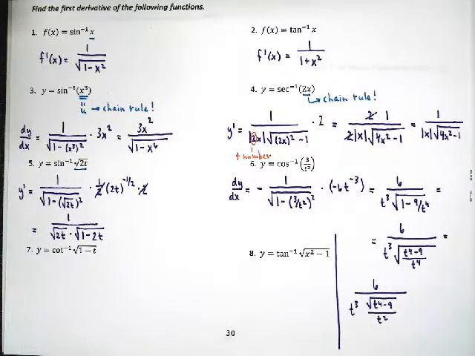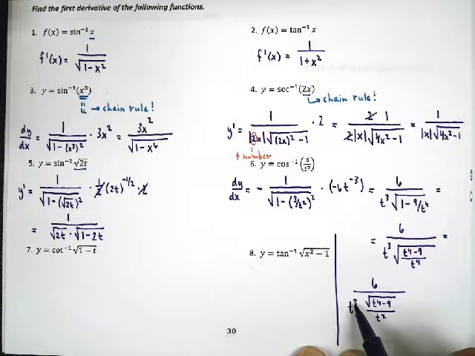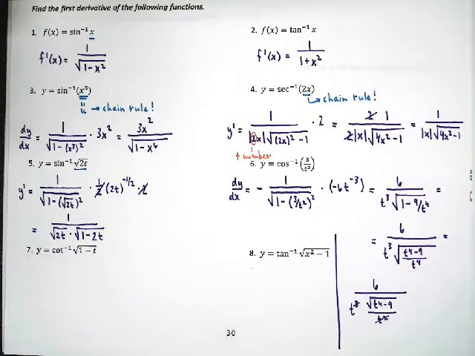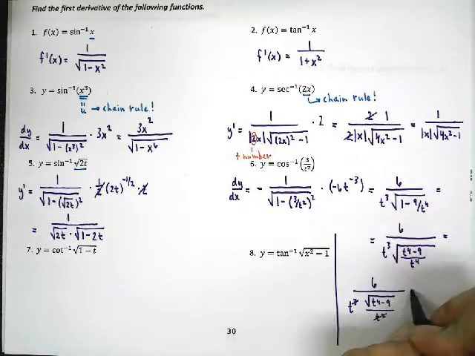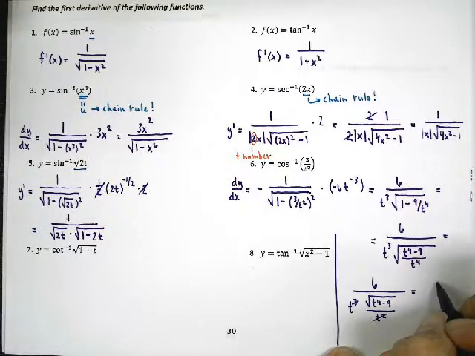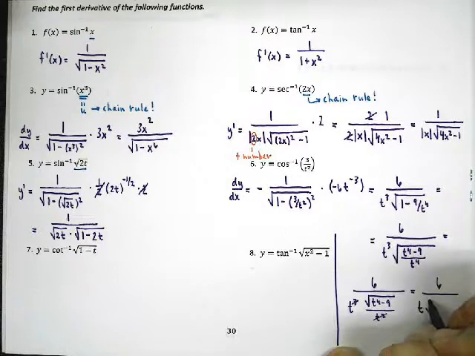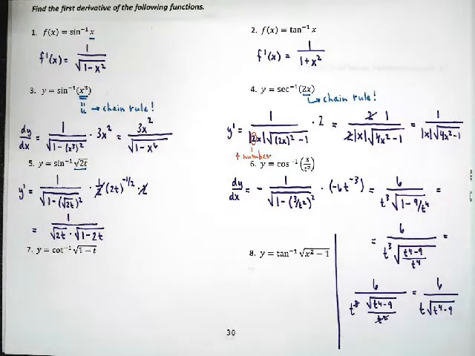If I write it like that, now I can see that t cubed over t squared can cancel, and I'm just going to have a t out front. So now that leaves me with a much simpler looking answer, which is just 6 over t times the square root of t to the 4th minus 9.